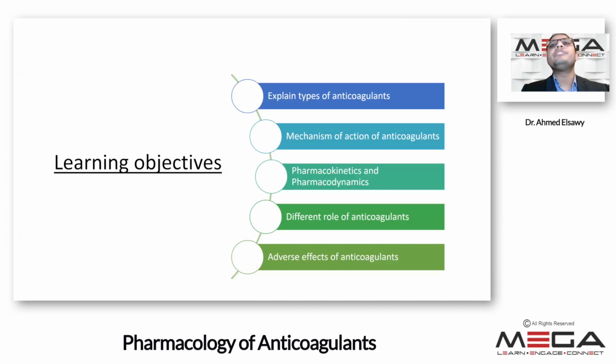So, learning objectives. To explain the types of anticoagulants, to understand the mechanism of action of these drugs, their pharmacokinetics and pharmacodynamics, and the role of anticoagulants and their uses, and to highlight the adverse effects of anticoagulants, with some of them having a reversal agent and some not.